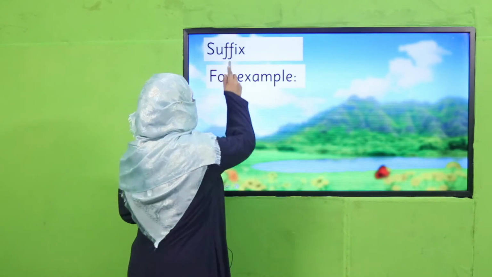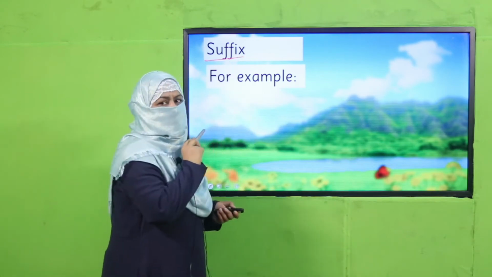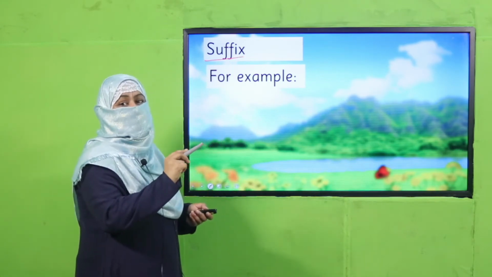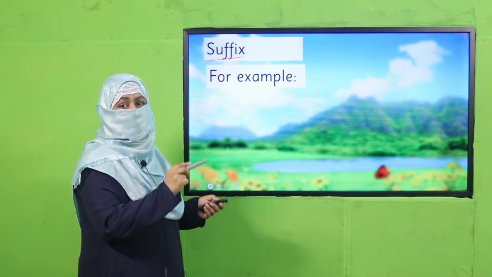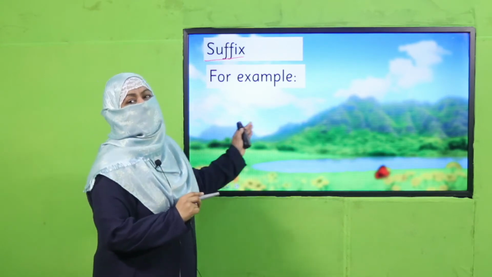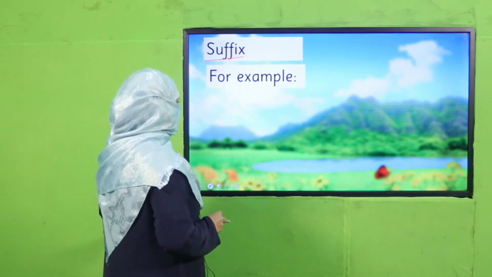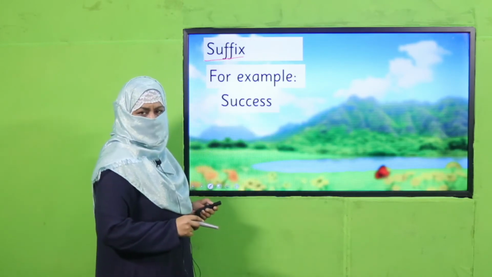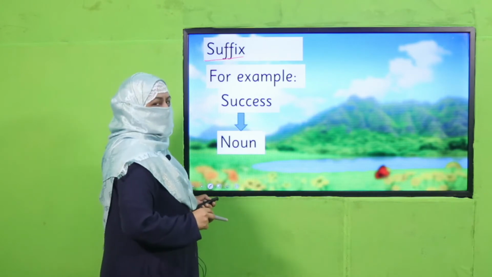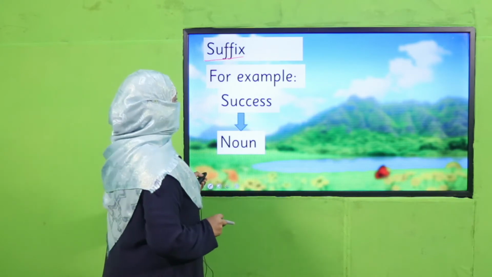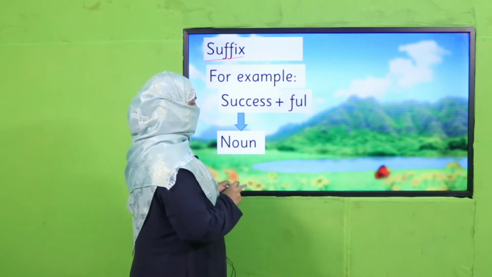So there are more examples. These are the examples of suffix. What does it mean? I'm going to add one letter or a group of letters at the end of the word. That's why it's an example of suffix. Good. So the word is success, and we know it's a noun. I'm going to add a suffix that is full.